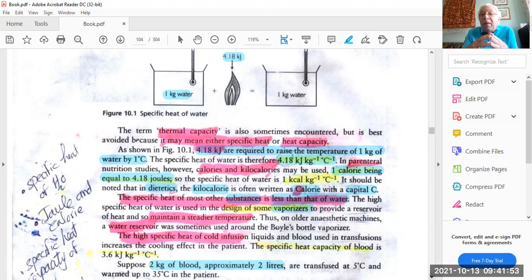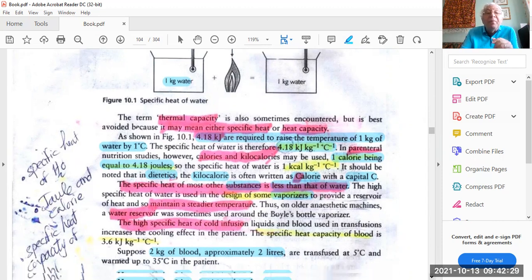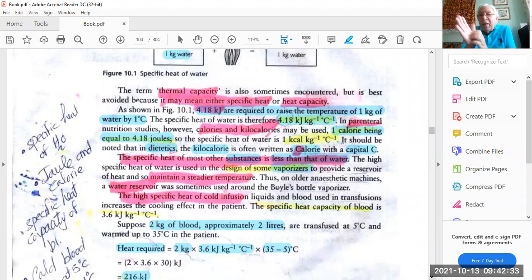4.18 joule is equal to 1 calorie. Calorie is written with a small c. Whenever it's a kilocalorie, we substitute this small letter with a capital C. The people working in diet always use the capital C representing kilocalories. Of course, water having the highest specific heat, we can use it in the humidifier or vaporizer to keep the temperature steady throughout the procedure, so that will keep the vapor pressure.